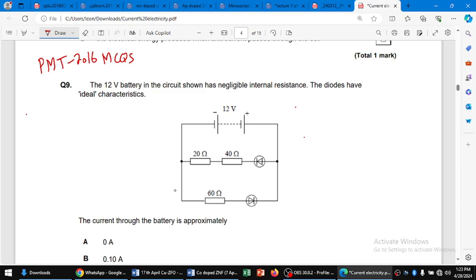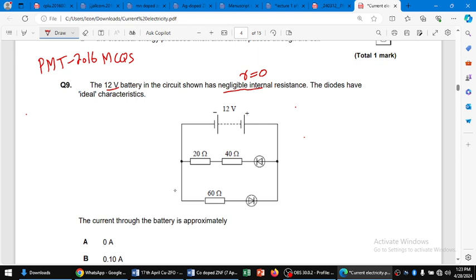So here we have a 12-volt battery attached to a combination of resistors with resistances 20, 40, and 60 ohm. The internal resistance is negligibly small, so the small r is equal to 0. When we say internal resistance is negligibly small, it means internal resistance is 0. The diode has ideal characteristics.